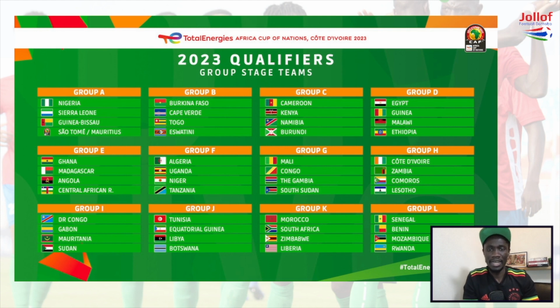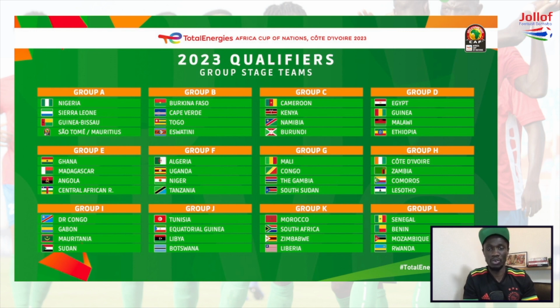Yeah. And Group C: Cameroon, Kenya, Namibia, and Burundi. Kenya is one of those teams under investigation with FIFA. FIFA has banned them, so if the ban is not lifted, they cannot participate in the qualifiers. So they will be eliminated. In the end, it will be Cameroon, Namibia, and Burundi. So only 3 teams will participate in that group if Kenya's ban is not lifted. So we will have to watch that one and see.